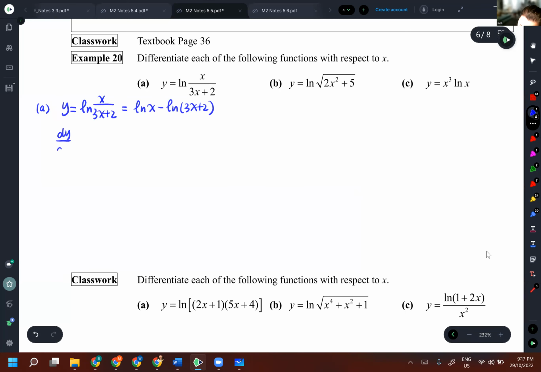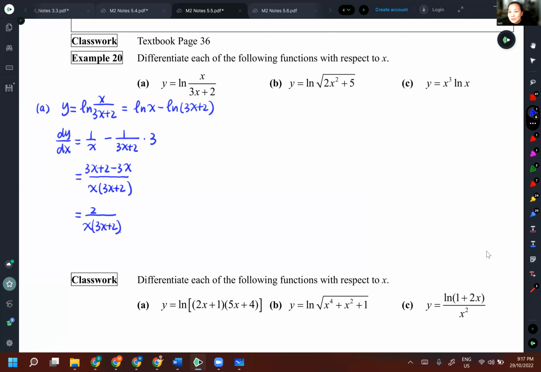So dy/dx equals 1 over x minus 1 over (3x plus 2) times 3. So it is basically, over x(3x plus 2), (3x plus 2) minus 3x. It's 2 over x(3x plus 2). I think it's simpler this way.